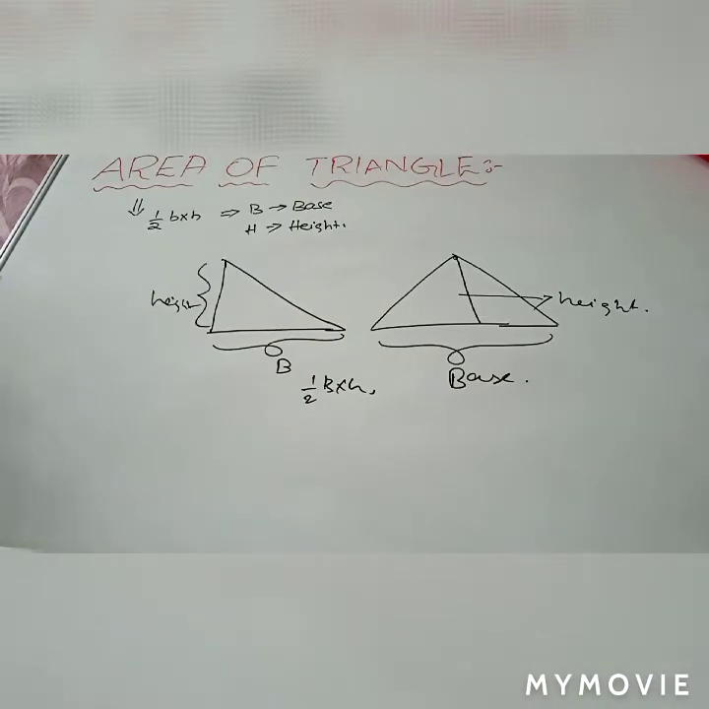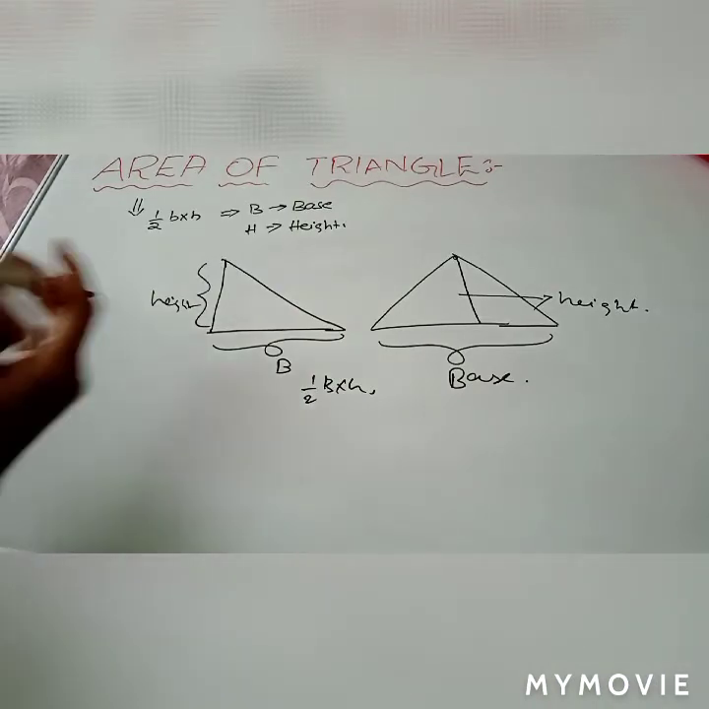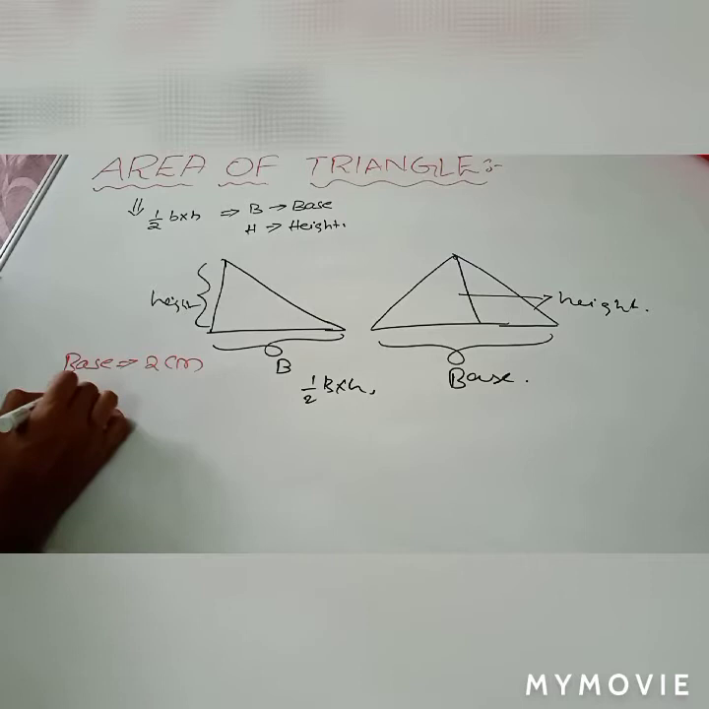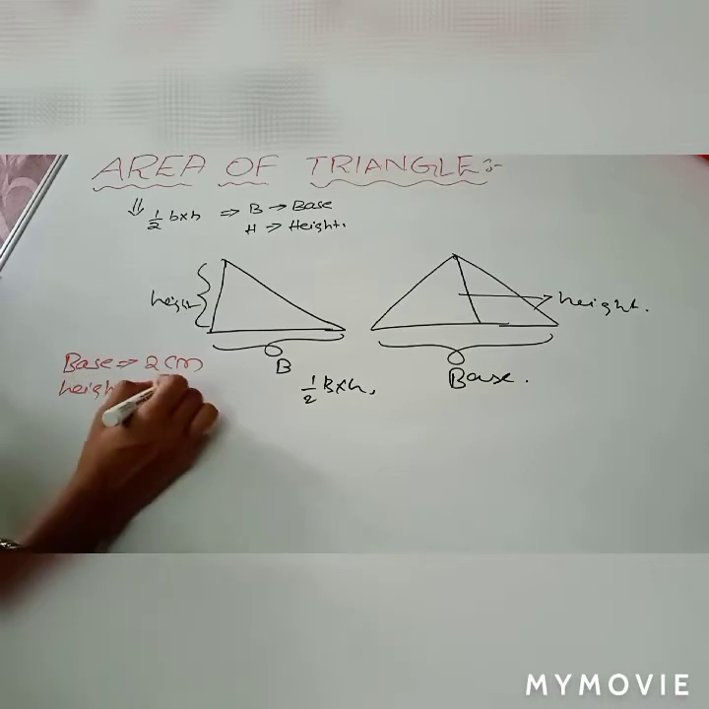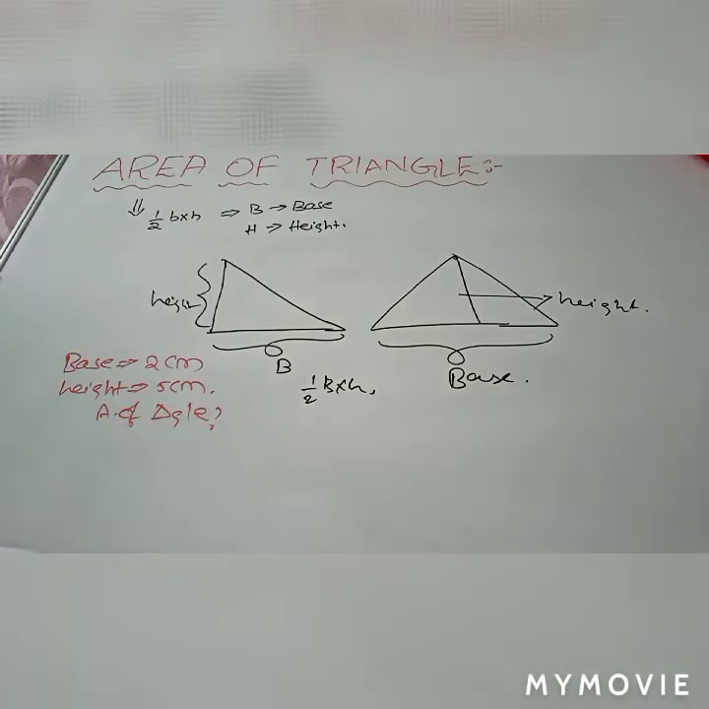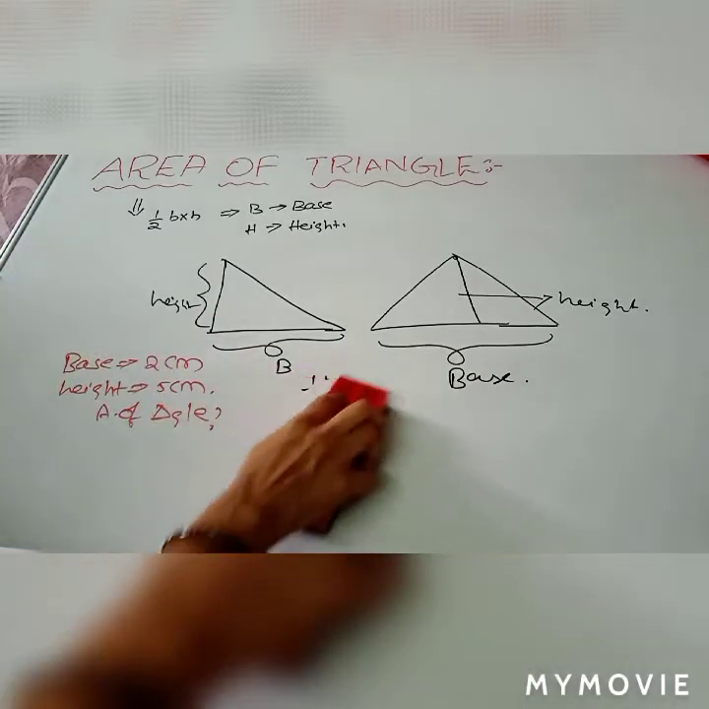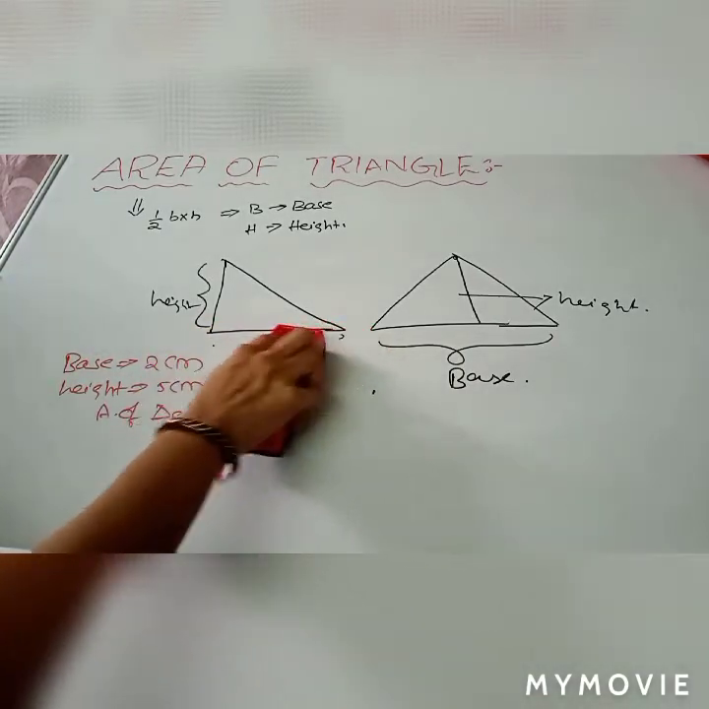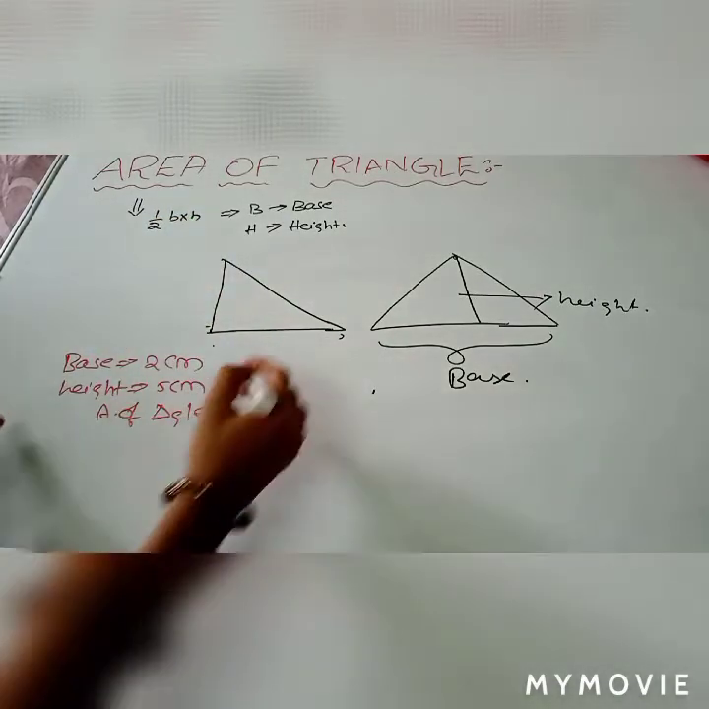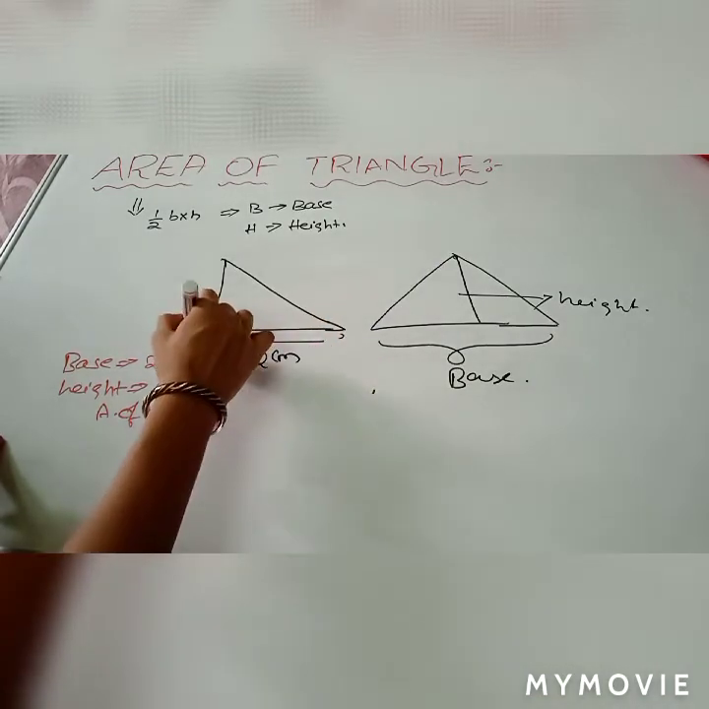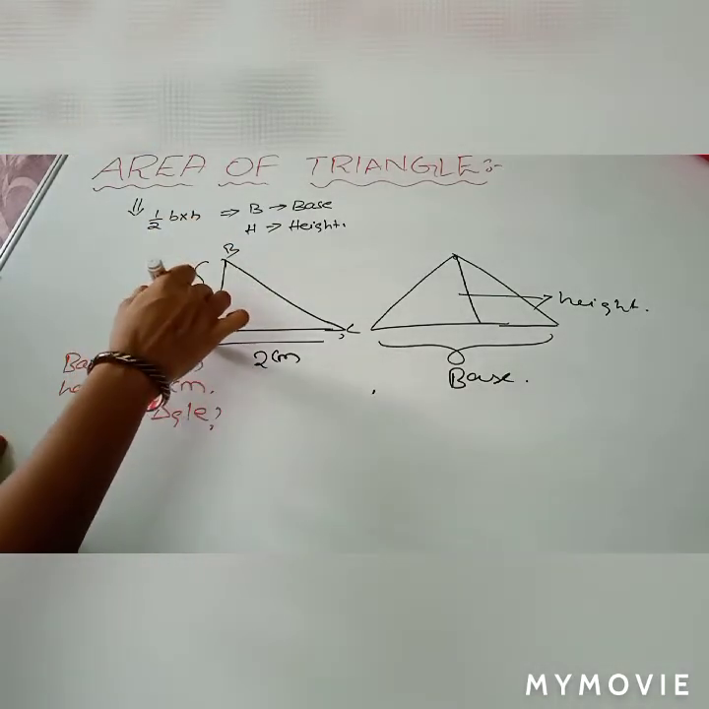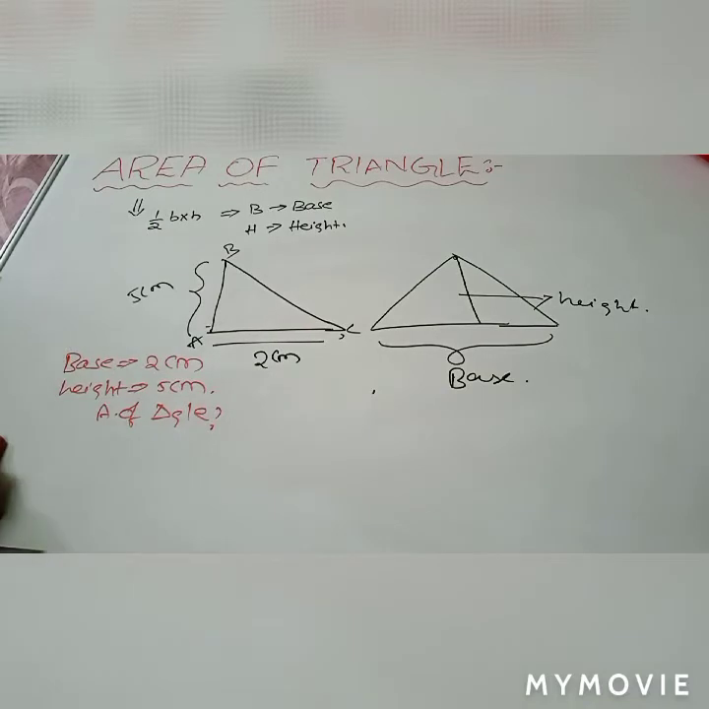Suppose the question is like this. See, the given question is base is equal to 2 centimeters and height is equal to 5 centimeters. Find area of triangle. What will we do at this time? See here, as I said, this is the base for right angle triangle and this one is the height. So what's the given question? Triangle ABC, base is 2 centimeters and the given height is 5 centimeters. We need to find area of triangle.